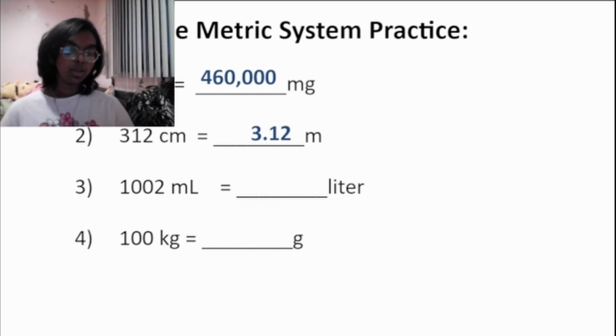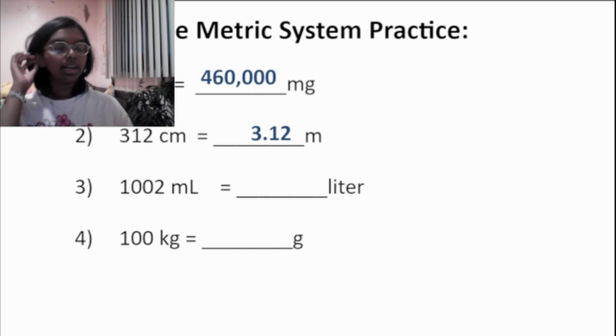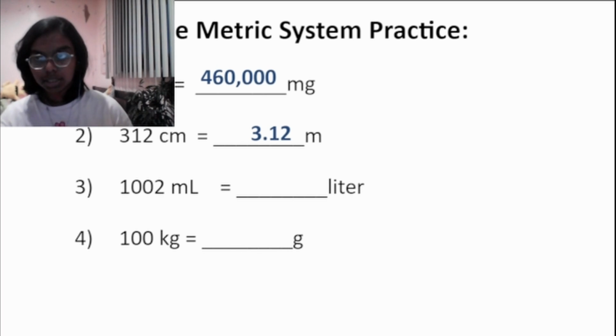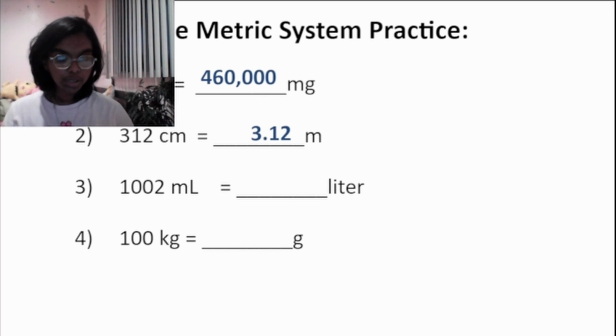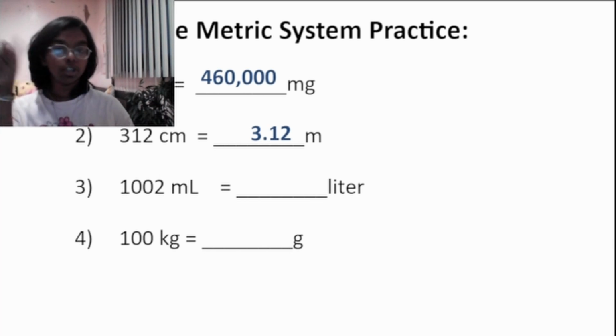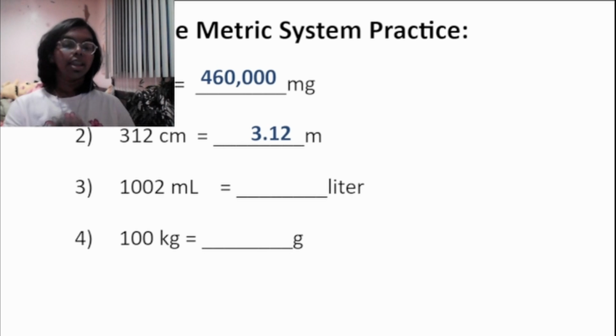3.12 meters. Why? Because centimeters, centi, 10 to the -2, right? So since you're converting from centimeters to meters, you're going up the metric ladder scale if you're using the method on the previous slide. So you're going to move the decimal places 2 places to the left to get you 3.12.